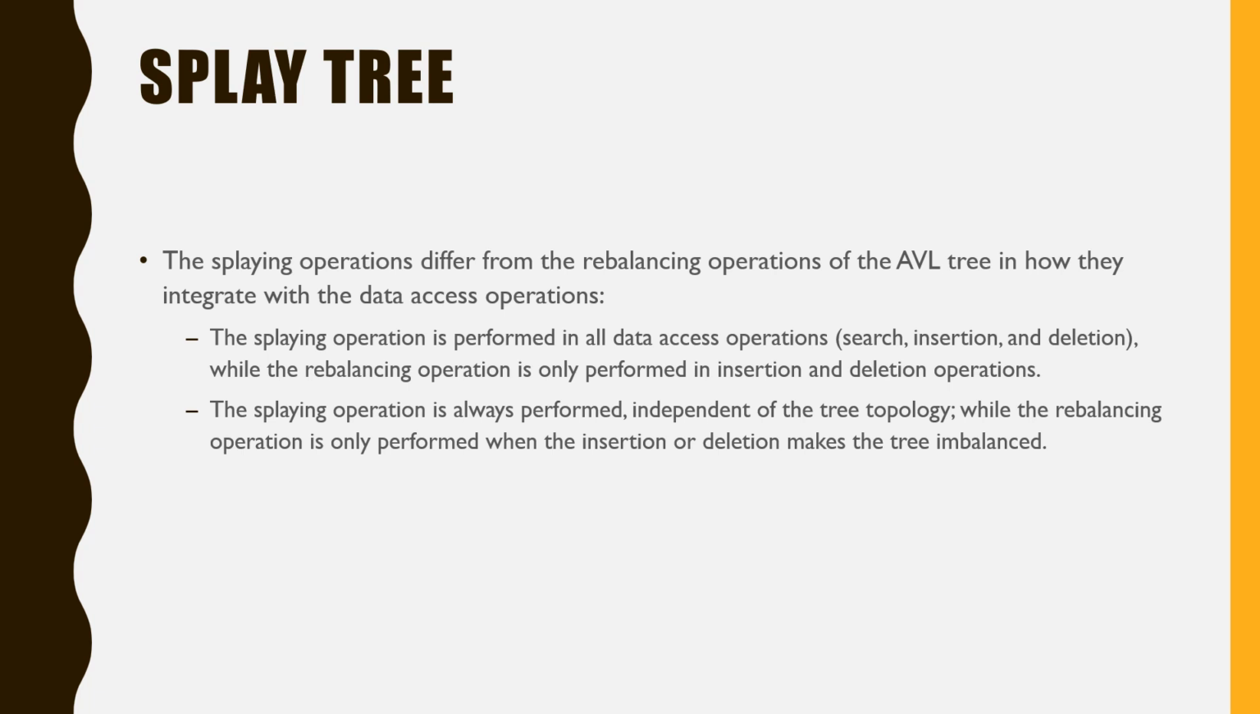First, the splaying operations are applied during all three data access operations, including search, insertion, and deletion. In contrast, the rebalancing operations of the AVL tree are only performed during insertion and deletion. Second, the splaying operations are always executed regardless of the tree's balance. On the other hand, the rebalancing operations of the AVL tree are only triggered when an imbalance is detected.